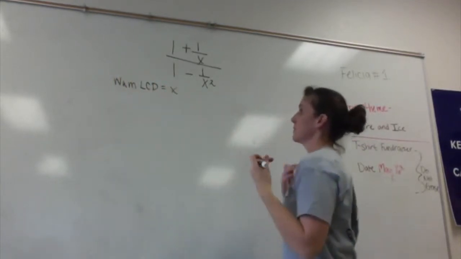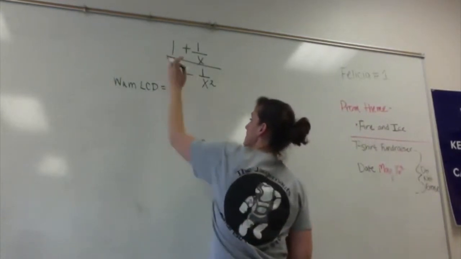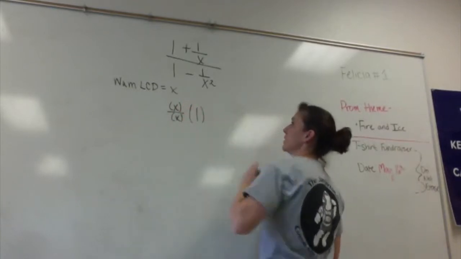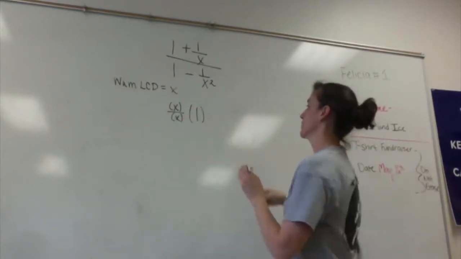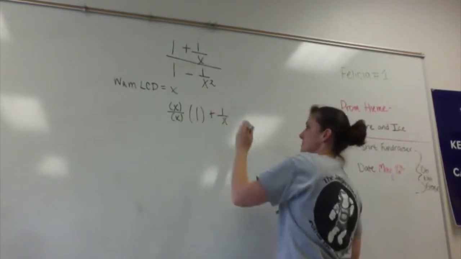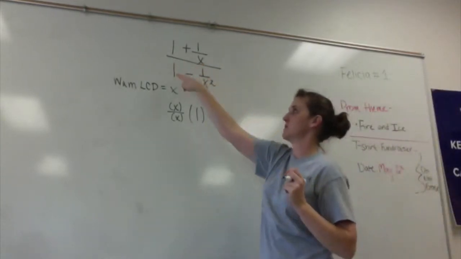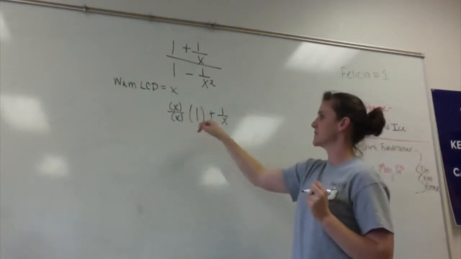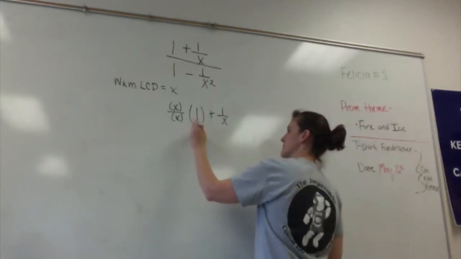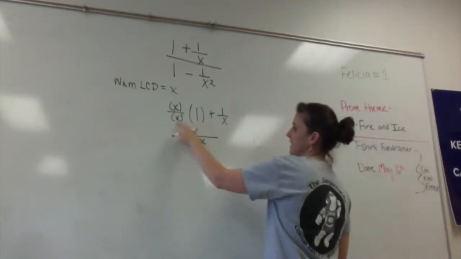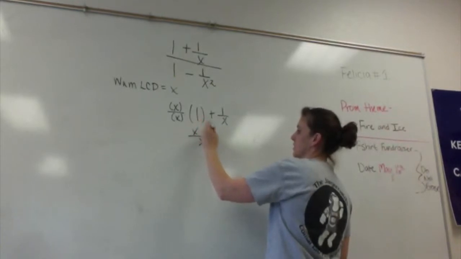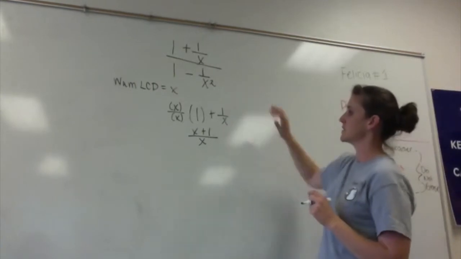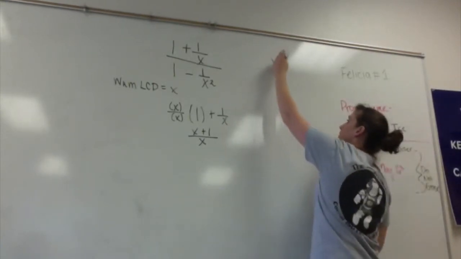Gary. So if I'm going to add those, then I need to multiply this 1 by x over x so that now I will have an x in my denominator. All right, so again, we're just ignoring this big denominator right now, just focusing on the numerator. So x over x times 1 is just x over x. Now that I have a common denominator, I can add my numerators, which is x plus 1 over x. So my new numerator is x plus 1 over x. I'm going to put that over here.